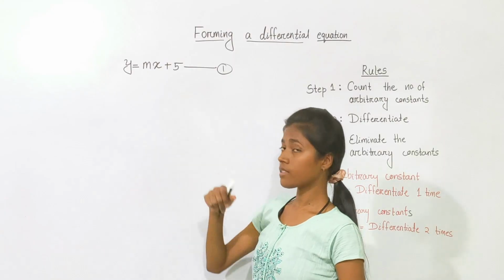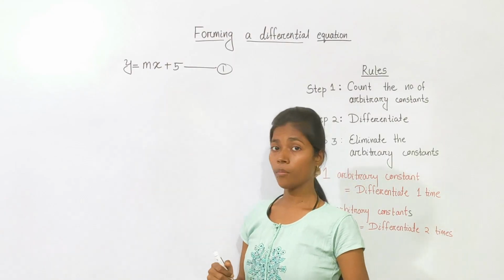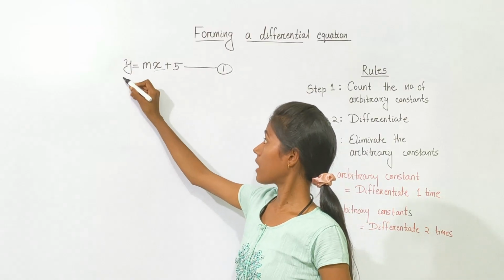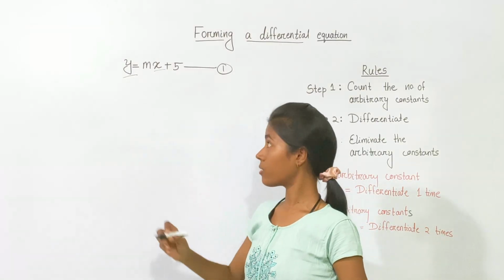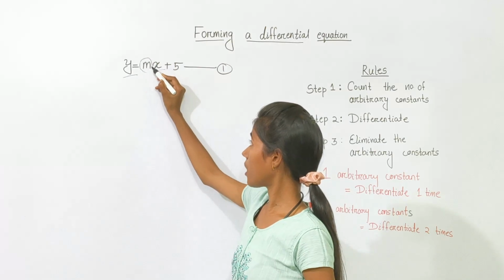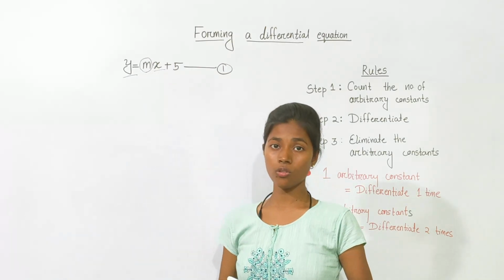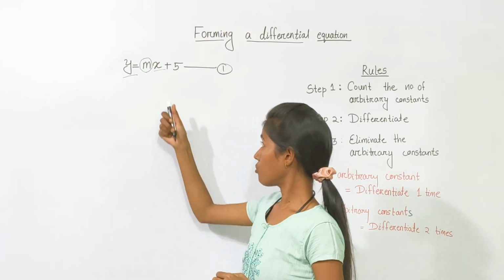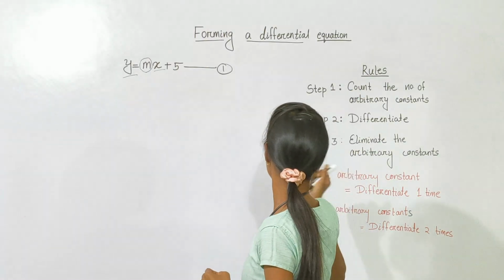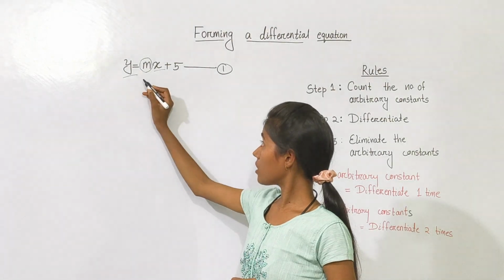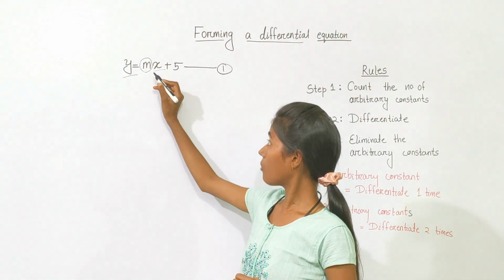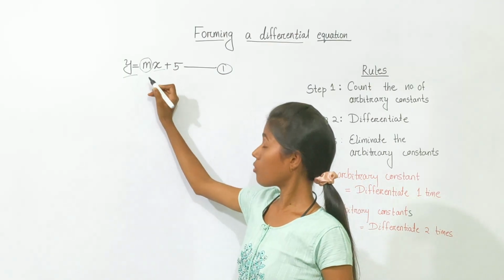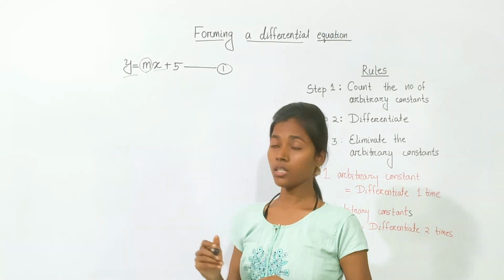Now look at this example. This is an example of a regular equation. Here x and y are the changing variables, and what is m? m is the arbitrary constant. So here we want to get rid of it. So we have to follow these rules. First, tell me how many arbitrary constants are here. There is only one arbitrary constant.